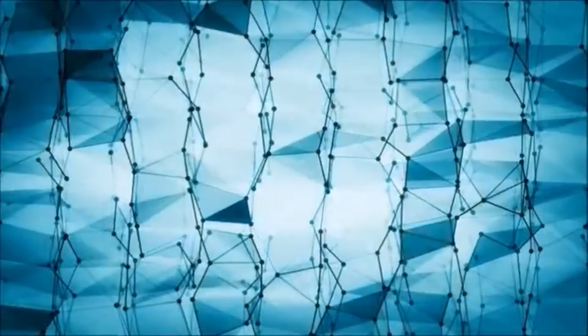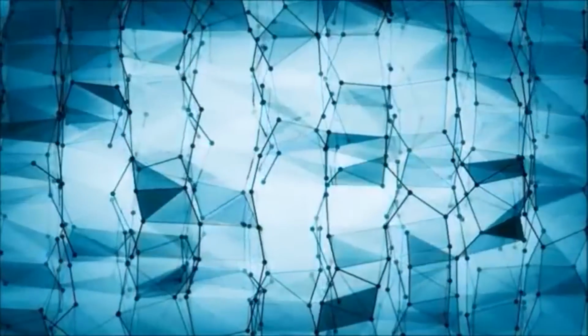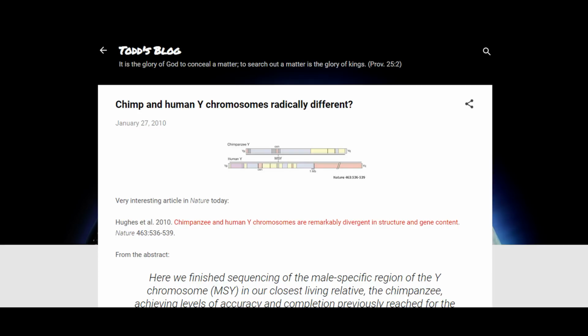Evidence can only be offered in support of it, and contradictory evidence is conveniently explained away. Ironically, even young Earth creationists like Todd Wood have taken apart the argument that the chimp Y chromosome is very different from the human one. Talk about a low bar.